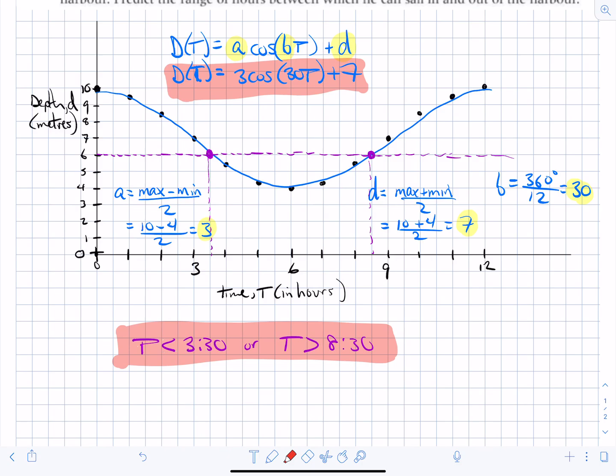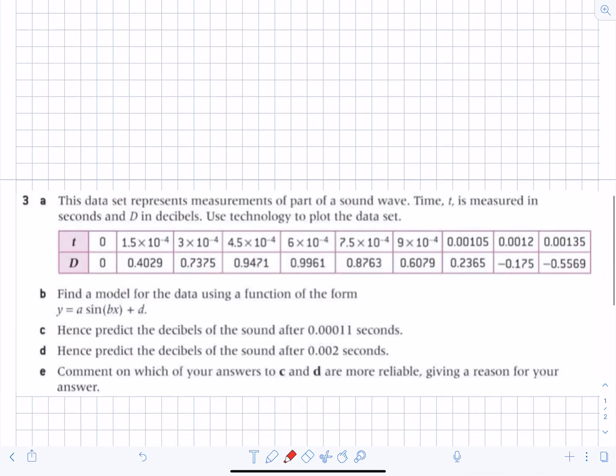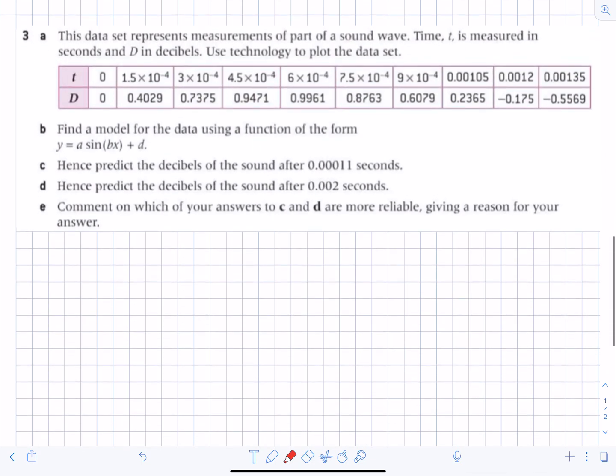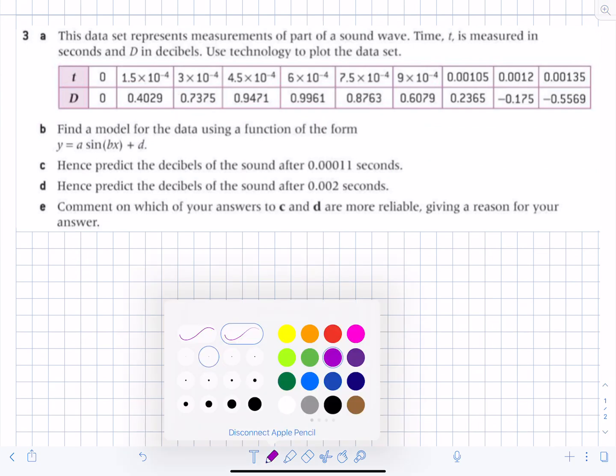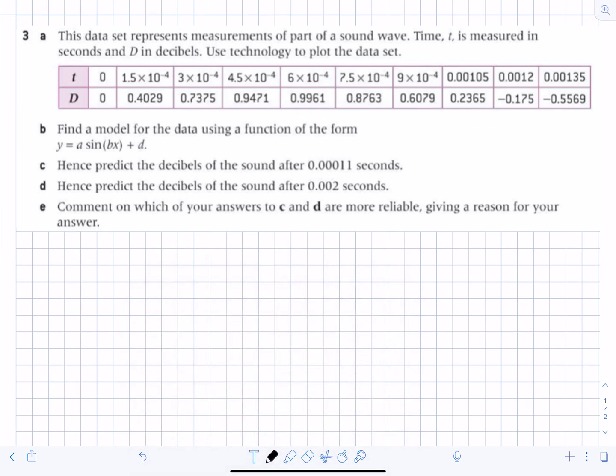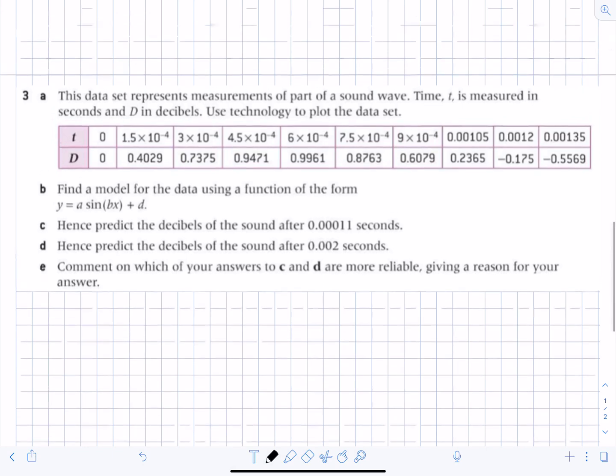There you go. So that's it for that question, and I'll move on to the second one. I'm just going to do two. Here's another data set. This one, notice the numbers are kind of nasty. There's scientific notation. It's not the end of the world, but it's a little bit of a pain. So I'm going to change this a little bit. I'm going to actually do time here. Instead of seconds, I'm going to do it in 10 to the negative 4 seconds.